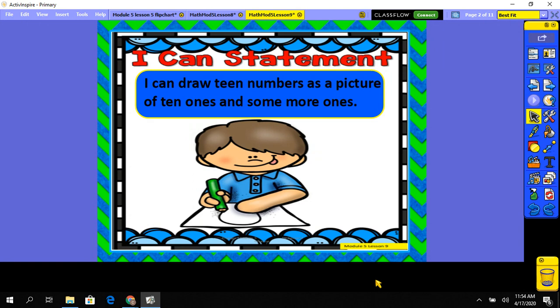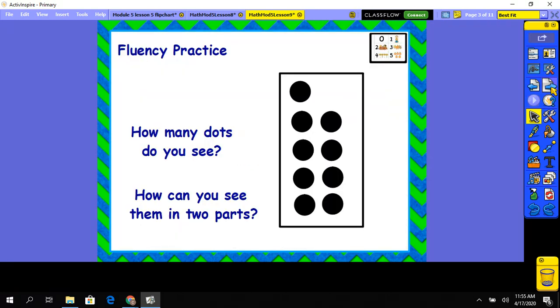We're going to reach our learning target that says, I can draw teen numbers as pictures of 10 ones and some more ones. We did this yesterday, separating our 10 ones from some more ones with objects, with our number bonds and hide zero cards. Before we begin our learning target, let's go over some of our fluency activities.